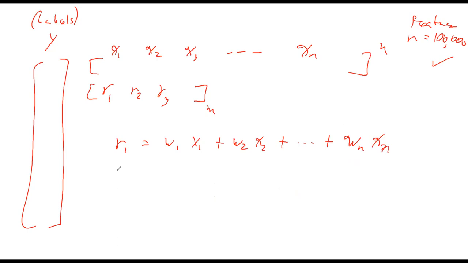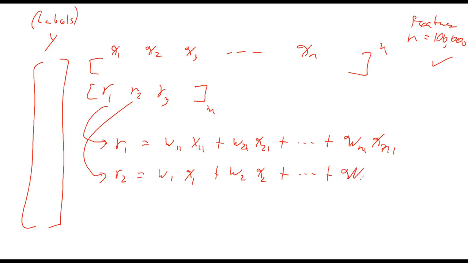And then the next one, R2. So this one is W1 times X1 plus W2 times X2, dot, dot, dot, WN XN, except that now these weights are for R2. You see that? So that's it. That's really the trick, okay?